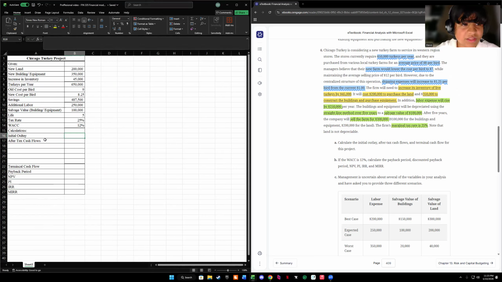So, start off with the initial outlay, which is your year zero, which is really just your initial investment plus net working capital. This is the initial investment, net working capital is here. Really easy to get. And then just make sure that's negative because again, that's your initial investment, it's cash you're putting in, that's an outflow.